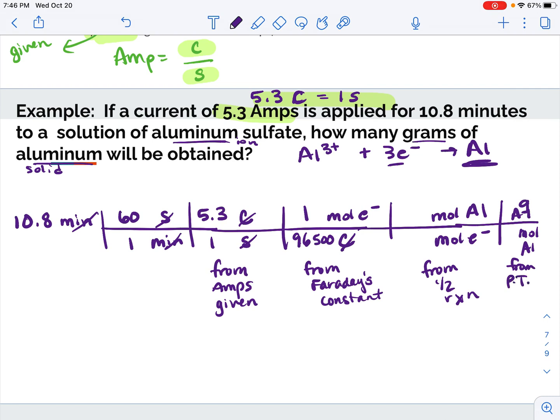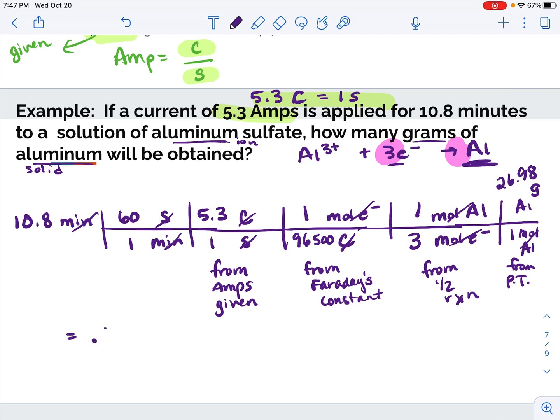So from my half reaction, in this case, 1 mole of solid aluminum goes with 3 moles of electrons. So I'll put 1 mole of solid aluminum and 3 moles of electrons. And then from the periodic table, my grams of aluminum would be 26.98 grams per 1 mole. So now my moles of electrons cancel, my moles of aluminum cancel, and I'm left with grams of aluminum, which is what I was asked.